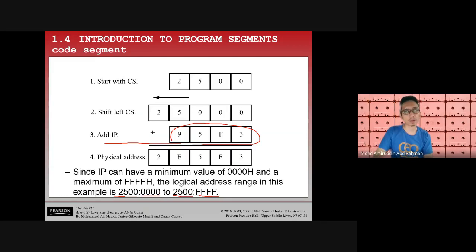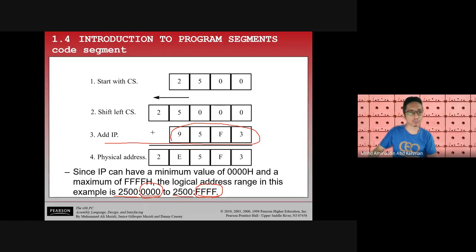So you need to be able now to distinguish between the logical address, the offset address, and the physical address. What is the offset address over here? Can you obtain the offset address from the logical address? Any one of you? IP. Yes, IP is the offset address. So from here, this is the logical address, and this is the offset address.